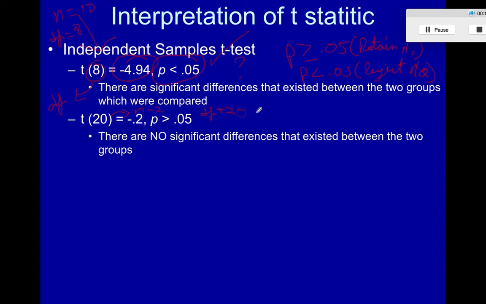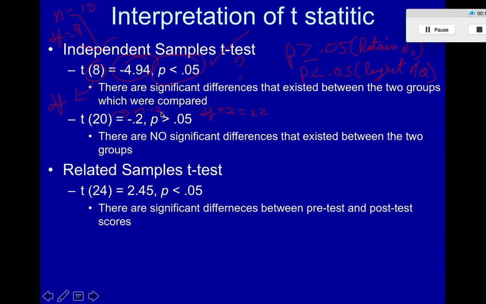In this particular case, 20 plus 2 is going to be equal to 22. So thus my degrees of freedom are equal to 20. That was my t-value, negative 0.2, very close to 0, p greater than 0.05. So that seems to match up with the idea that my statistic was so close to 0, there's probably no significant differences between those groups in terms of the two averages.